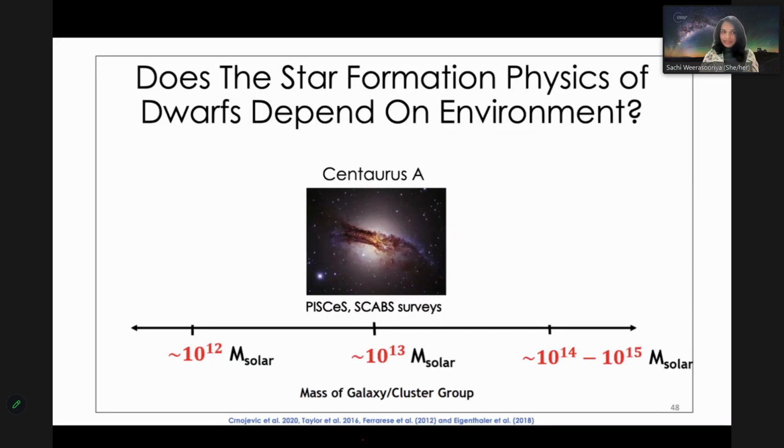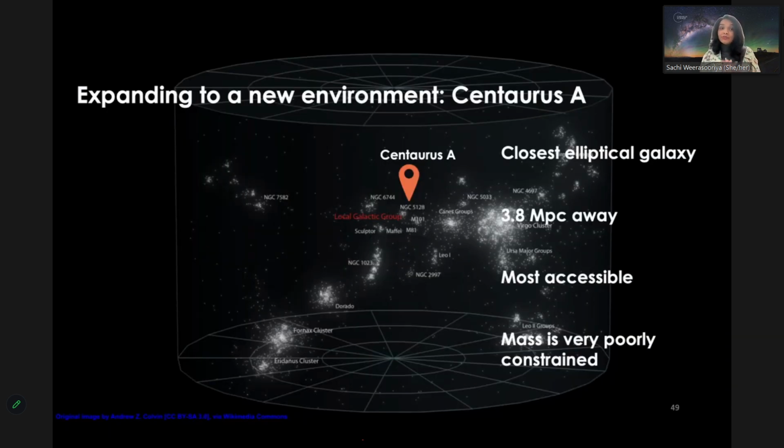Now, this poses us the question, does star formation physics of dwarfs depend on environment? What if we look at dwarf galaxies in a different system, like Centaurus A, that's 10 times more massive? So we expand this to a new environment, Centaurus A. Centaurus A is the closest elliptical galaxy to us. It's 3.8 megaparsec away. Again, a parsec is equal to 3.2 light years. It's the most accessible to us in terms of observations, and the mass of this galaxy is poorly constrained.